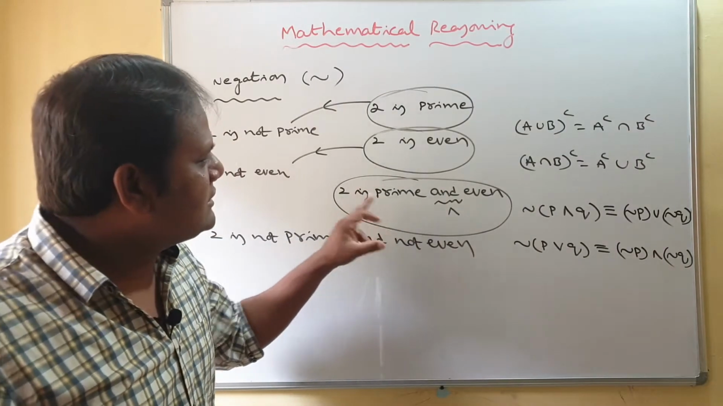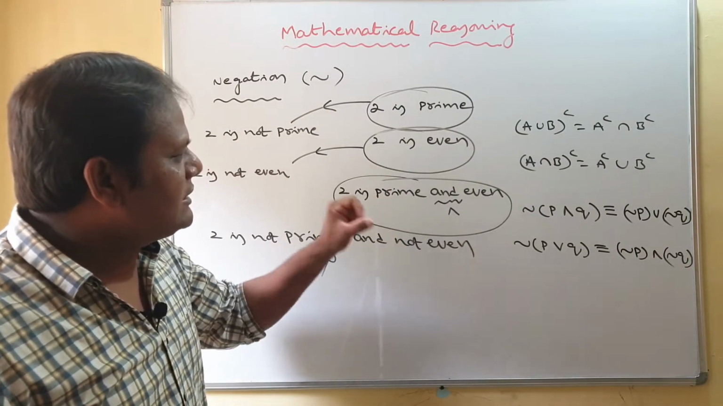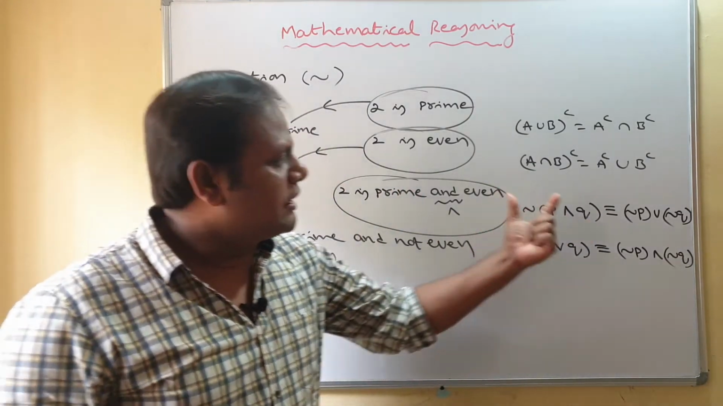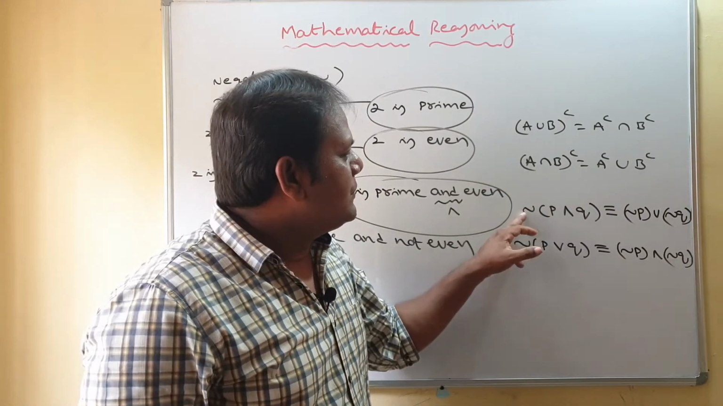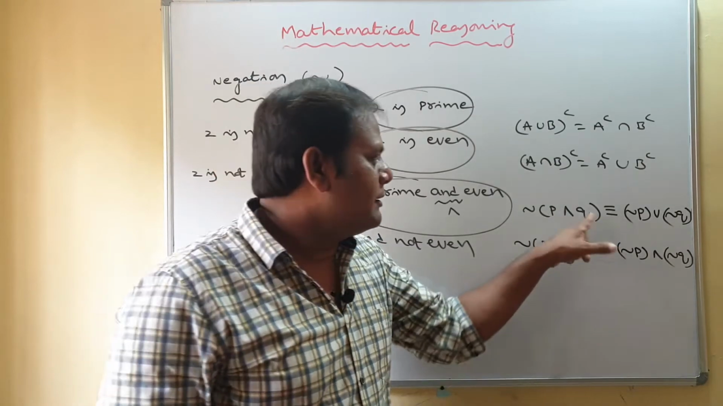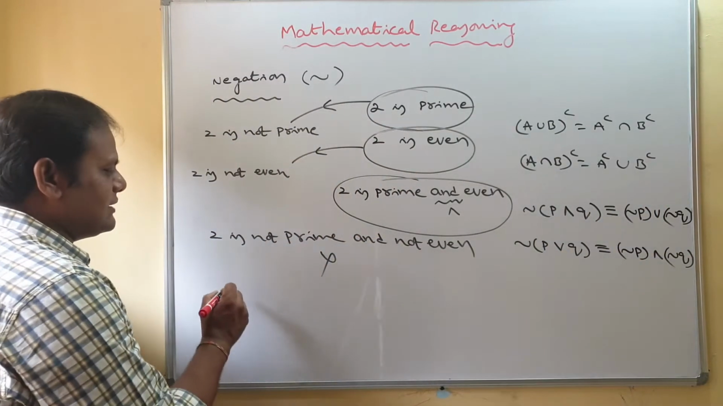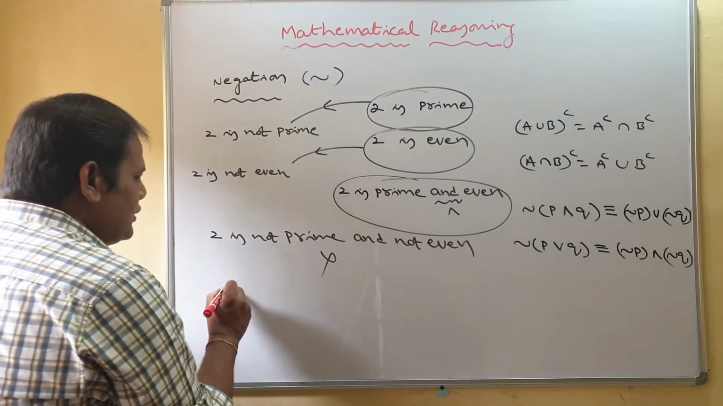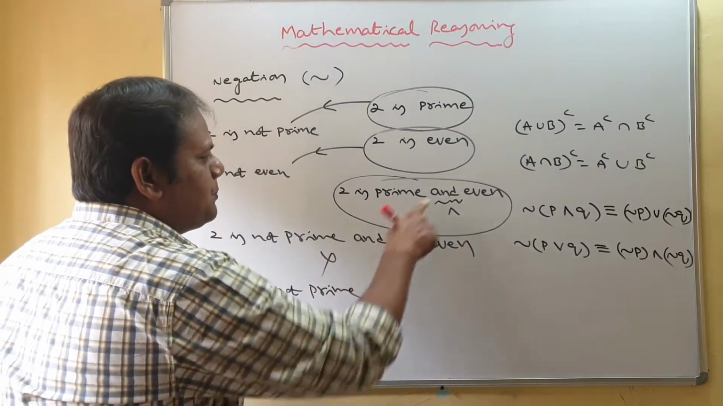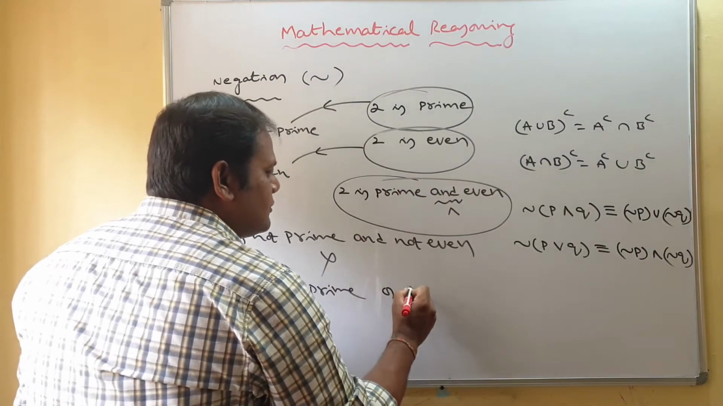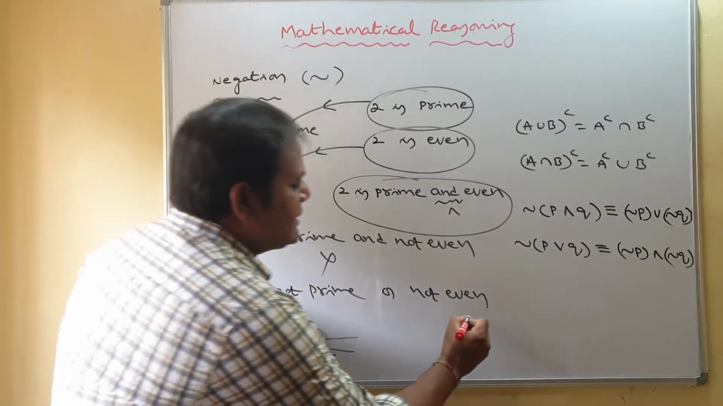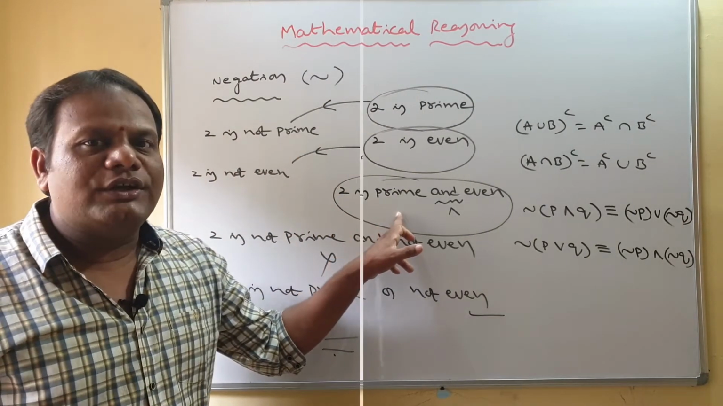Then what is the formula related to this? That is negation of P and Q. Is it? What is negation of P and Q? Negation P and becomes what? OR. That is very important. Negation Q, right? So you give the correct answer. Negation P. 2 is not prime and becomes what? OR. Not even. So this is negation to the third one.